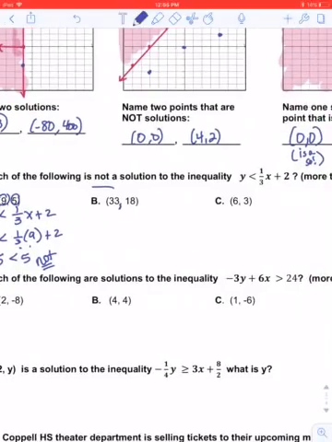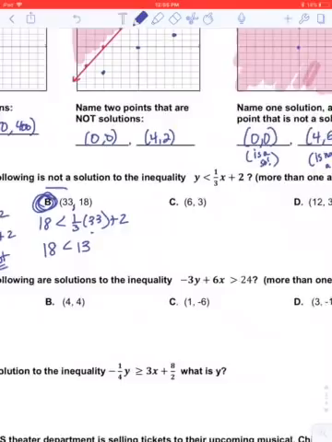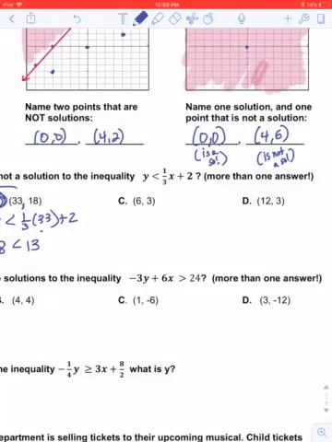So B, same thing. I'm plugging in my coordinate here. A third of 33 is 11. 11 plus 2 is 13. 18 is not less than 13, so that is a possible answer. Plugging in again. Oops, I'm going to write my 6 first by accident. A third of 6 is 2. 2 plus 2 is 4. Is 4 greater than 3? Yes, it is. So that is a solution, which means it's not my answer.